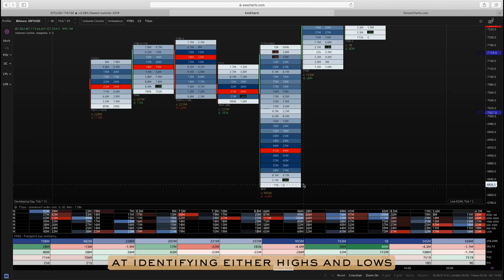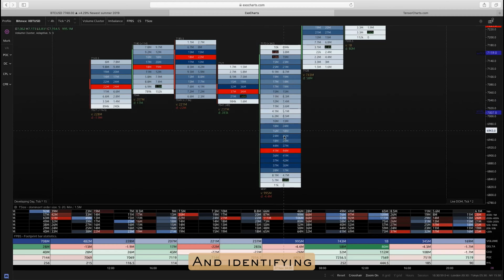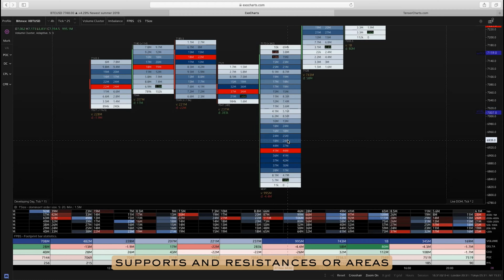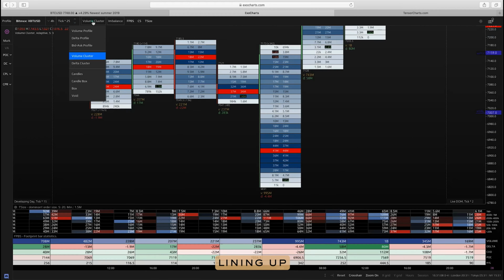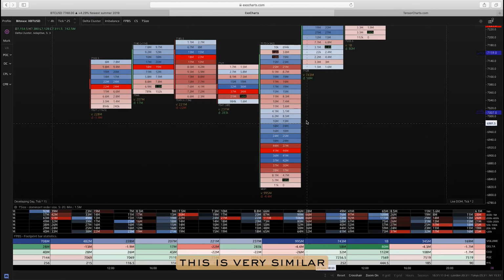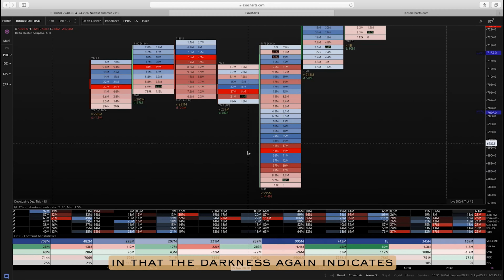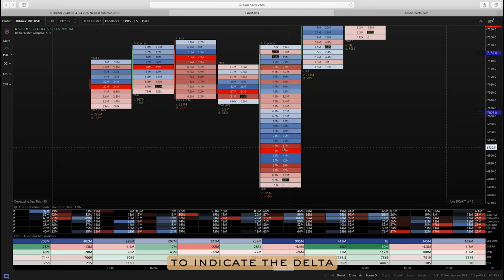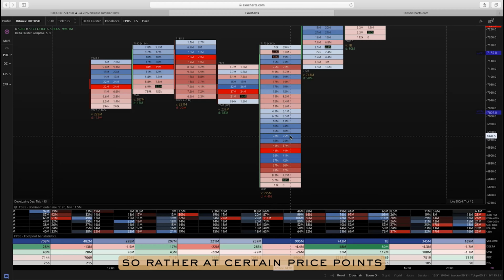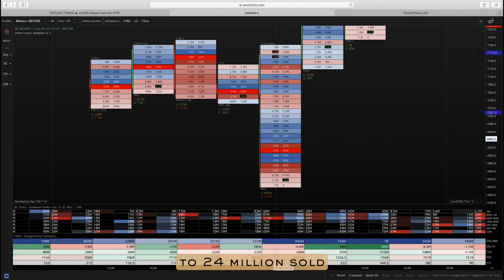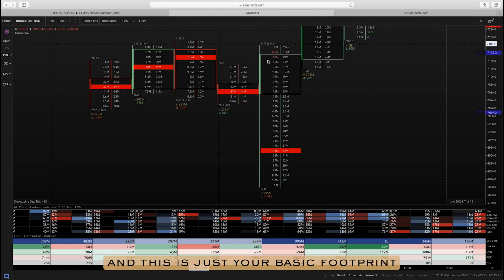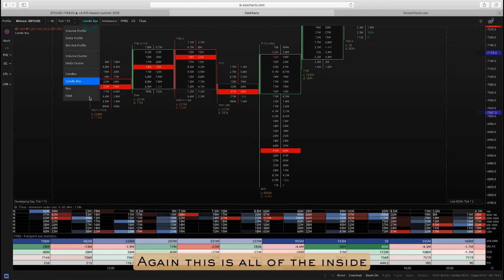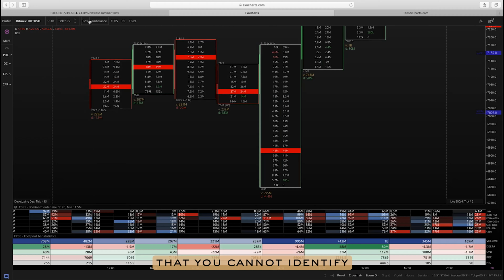This is going to be important at identifying highs and lows, and identifying where there might be important supports and resistances, or areas where price might interact in the future if we have a bunch of these dark areas lining up. Then going down to delta cluster, this is very similar in that the darkness indicates the volume, but the color is going to indicate the delta at certain price points. So we could see that this is blue because there were 25 million contracts bought relative to 24 million sold. And then moving down, we have candle box, this is just your basic footprint.